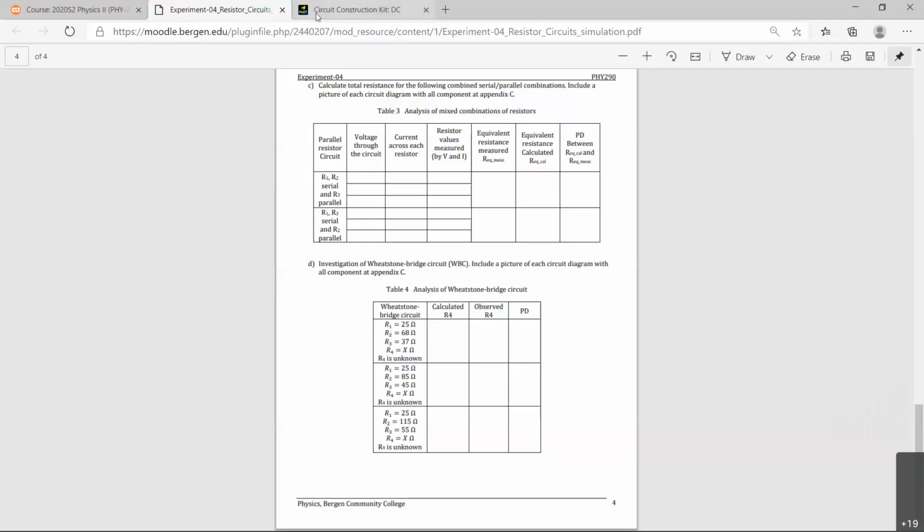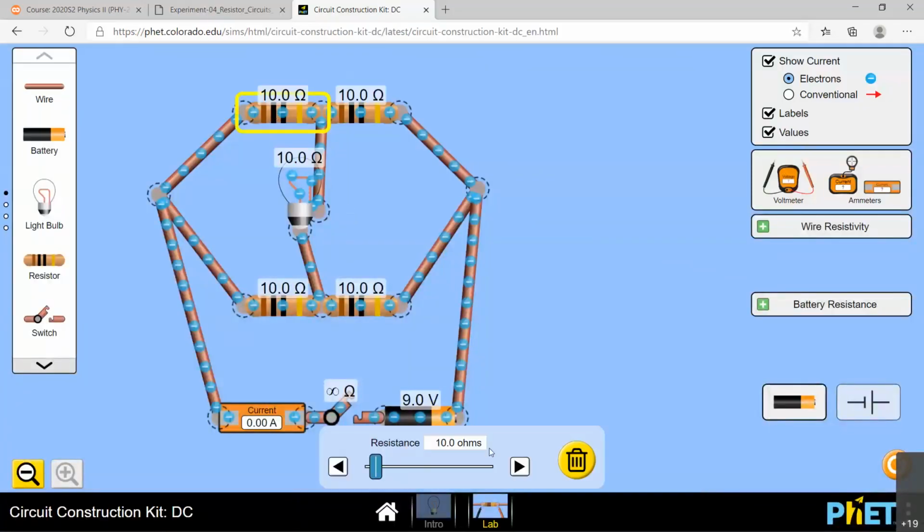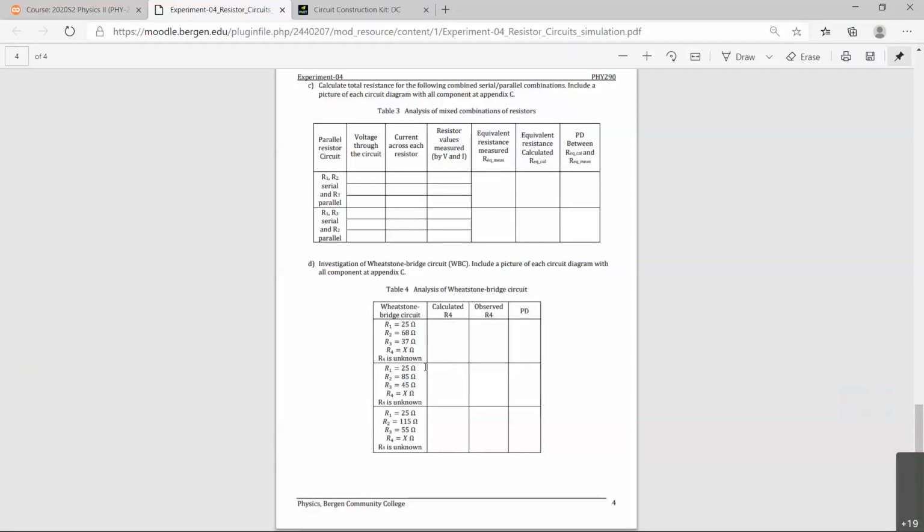Now you have to adjust these resistance values according to the given values: 25, 68, 37. This should be 25. Second one should be 68. And this one should be 37. Those are the given numbers for case 1. We're doing this circuit 3 times, with 25, 68, 37.